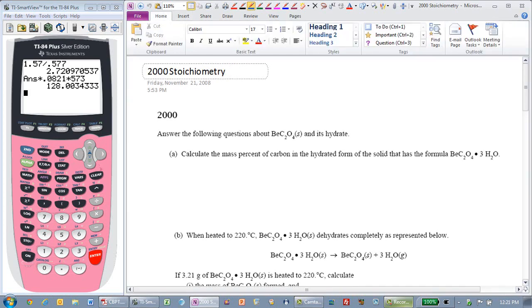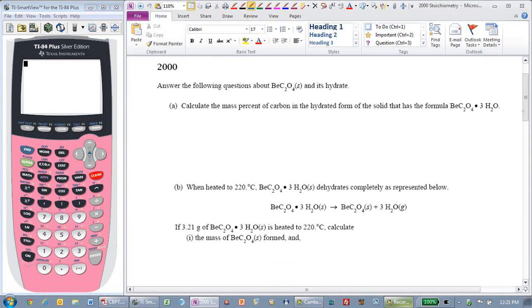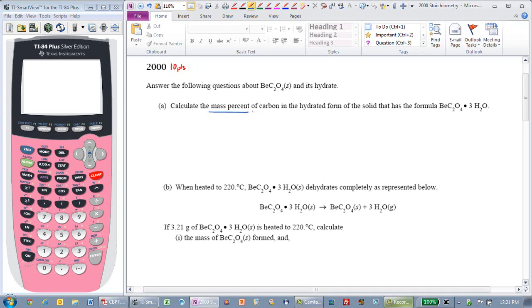All right, so let's look at this one. Clear my calculator. I'm going to clear my list just because that's good protocol, so I don't accidentally get confused later. This is moving on into this century, and just for fun, this was a 10-pointer. Answer the following questions about beryllium oxalate. You don't have to memorize a lot of polyatomic ions anymore, but when we did, I had a favorite, and it was oxalate. So this problem made me smile when it came out. Calculate the mass percent of carbon in the hydrated form of the solid that has 3 waters of hydration.